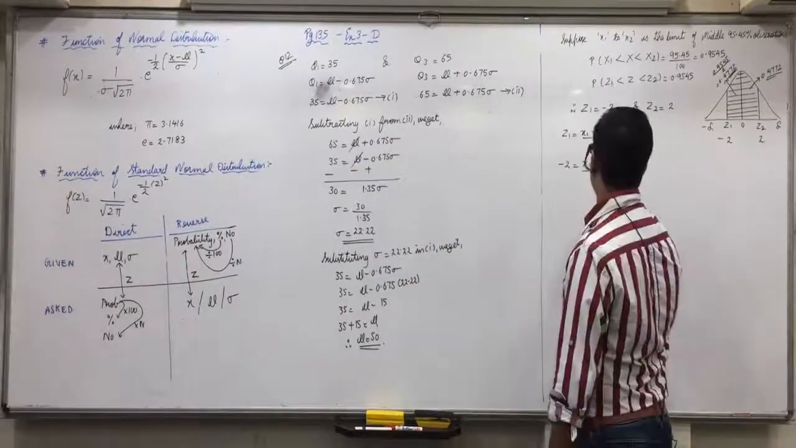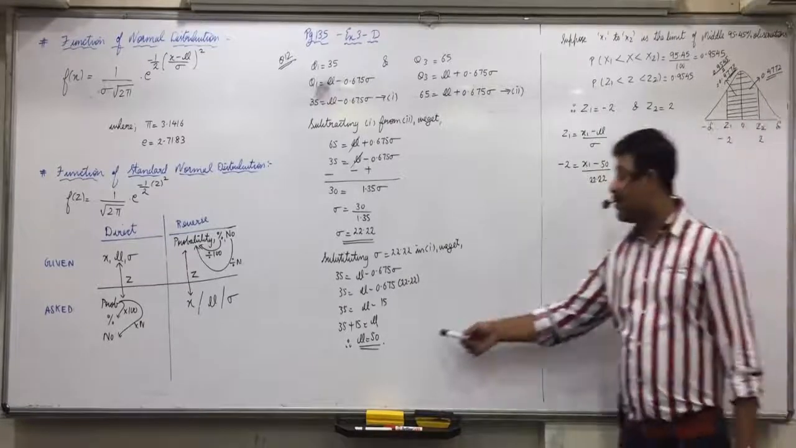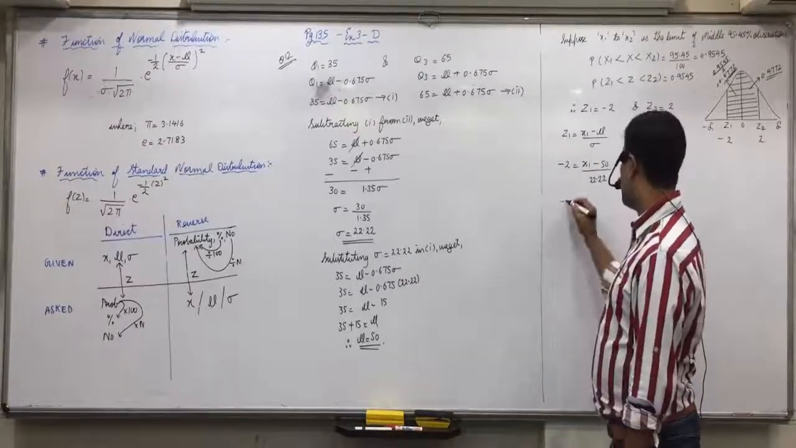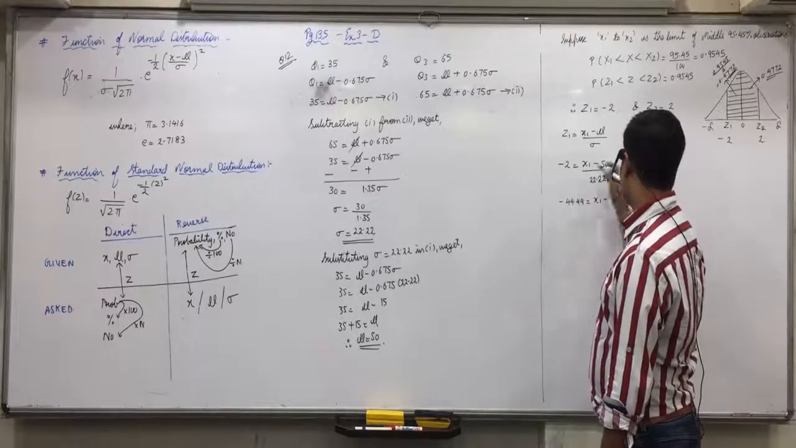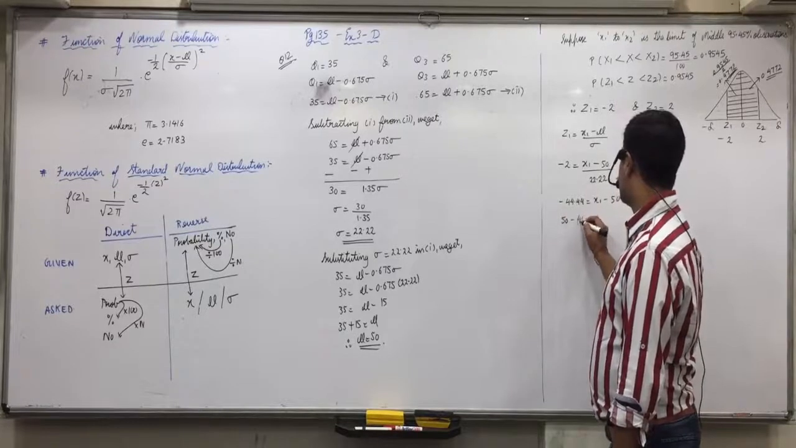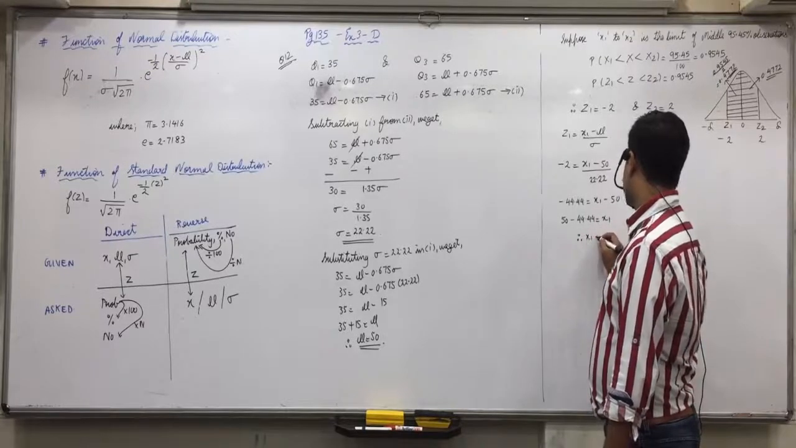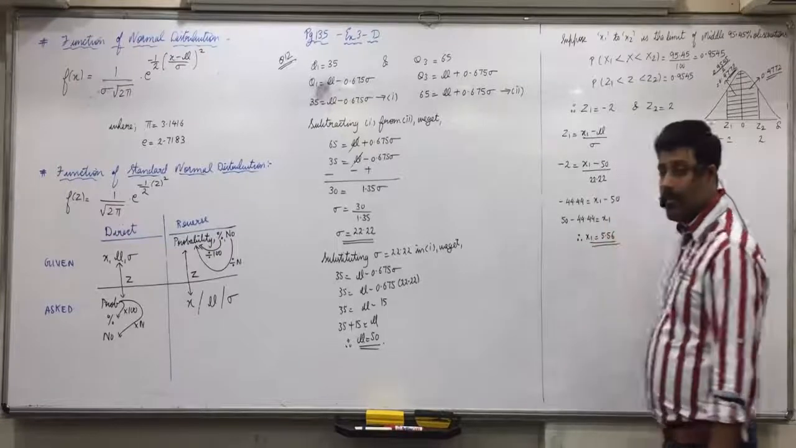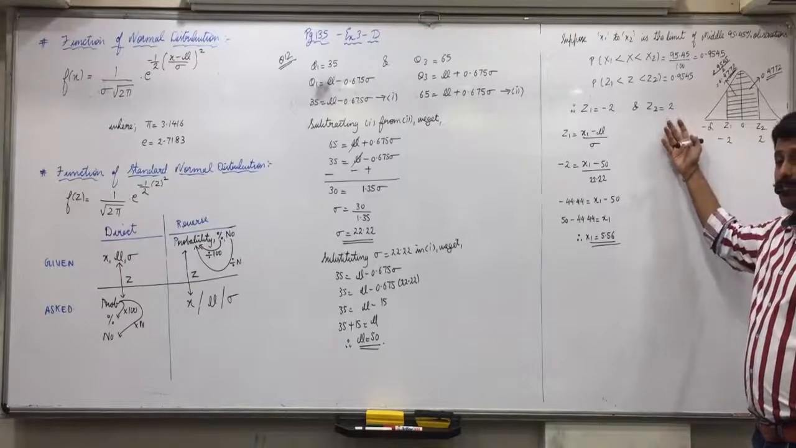Now we need to find x1. Yes, we did it. Z1, that is minus 2, equals x1 minus mu, that is 50, upon sigma, that is 22.22. What is 22.22 into 2? 44.44. Minus 50 on the left becomes plus. So x1 is approximately 5.56. Understood this, everyone? Yes. Same we will do with Z2 also.